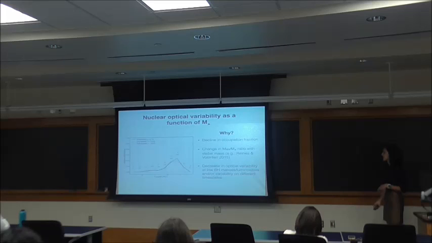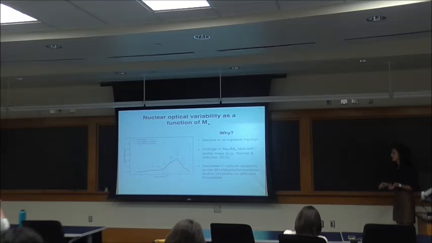There could also be a decrease in the optical variability at low black hole masses and luminosities, or variability on different time scales. We don't really know much about the variability properties of these low mass black holes. And so it could be that they may vary slightly differently than more massive ones.